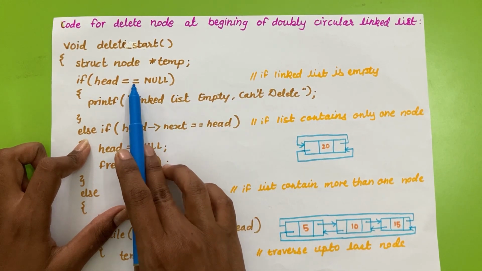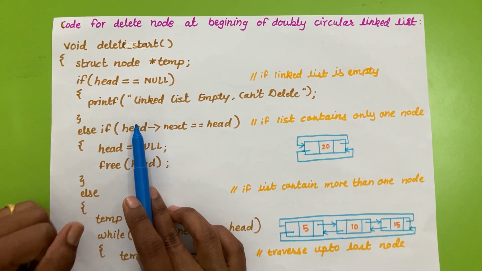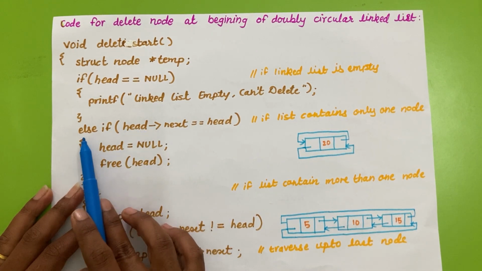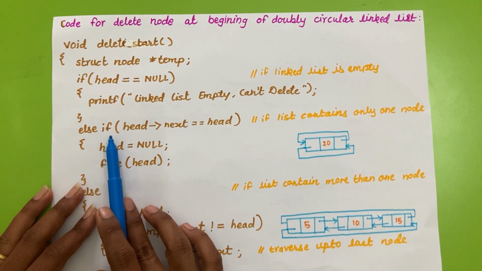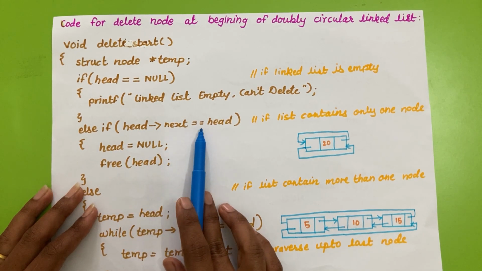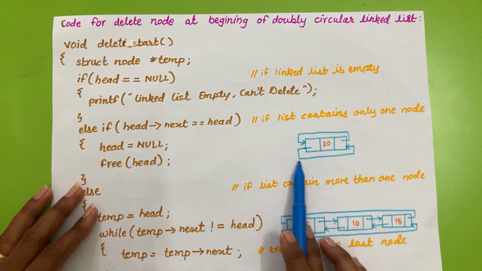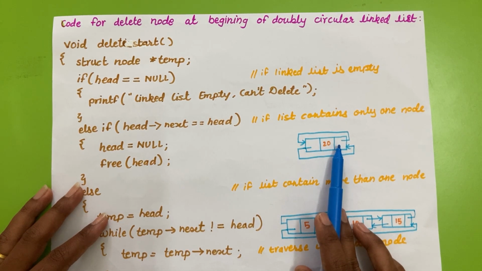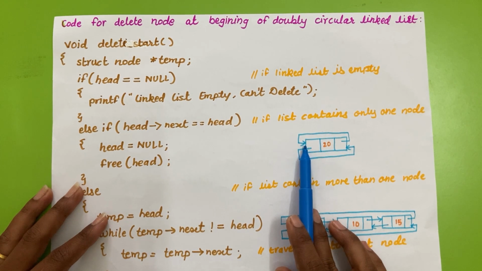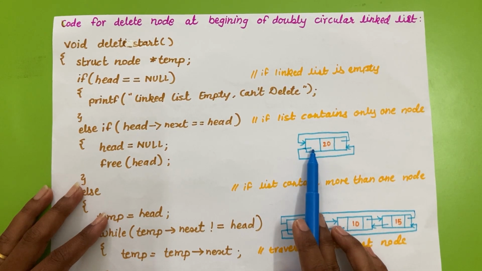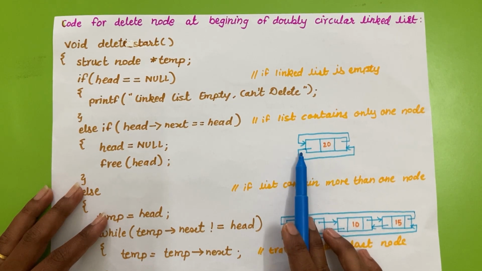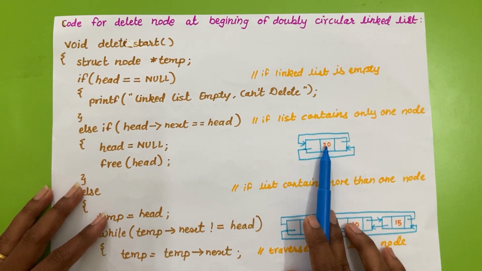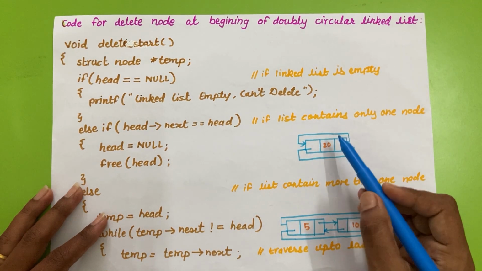Now the next condition we have to check is whether the linked list contains a single node, that is the head node. If that is the condition then it comes under the else if category. So else if head next is equal to head, means the situation will be like this. This is the single node and that is the head node, and this node's next field will point to the node itself, as well as this node's previous field is also pointing to the node itself. So if this is the case, then what should we do? We have to delete this node.